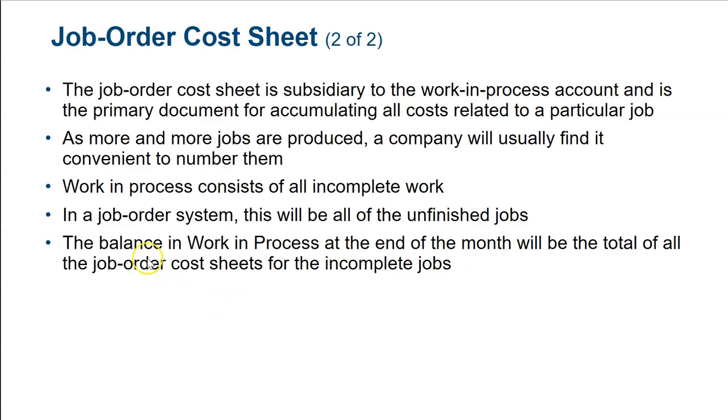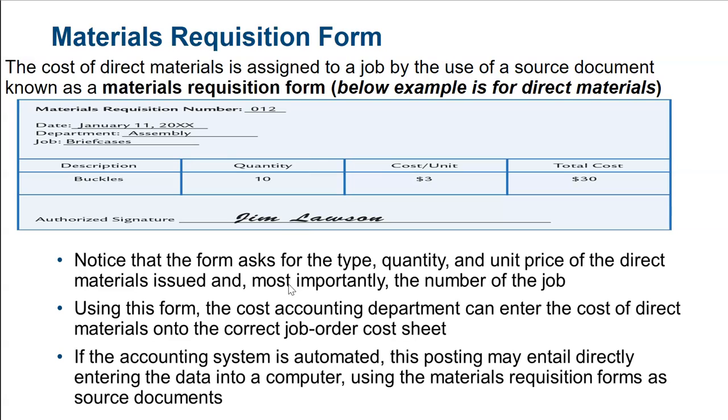And then I also told you about this. I gave you the example. It says the balance in work in process at the end of the month will be the total of all the job order cost sheets for incomplete jobs. So I gave you the example. The balance was $200,000, and I said it could be made up of lots of little $1,500 jobs, $1,600 here, $3,000 here, and so forth.